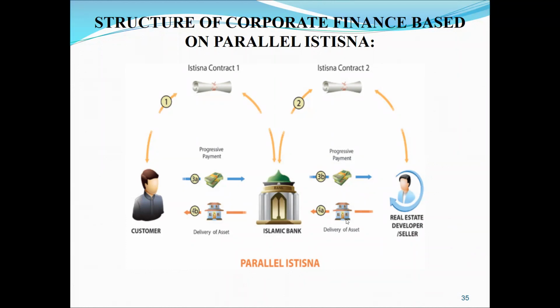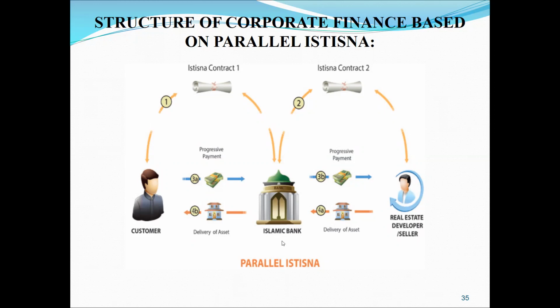Once this contract has taken place, the second istisna contract will be called a parallel istisna between the Islamic bank and the real estate developer. There is a payment that comes from the first customer, the initial customer, and that payment will be transferred to the real estate developer.